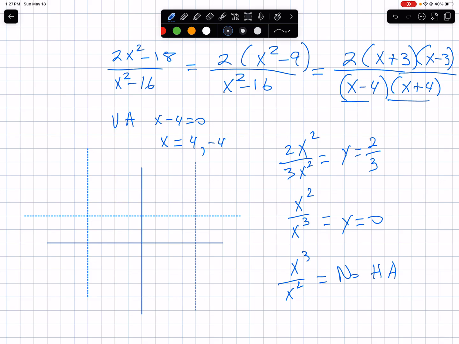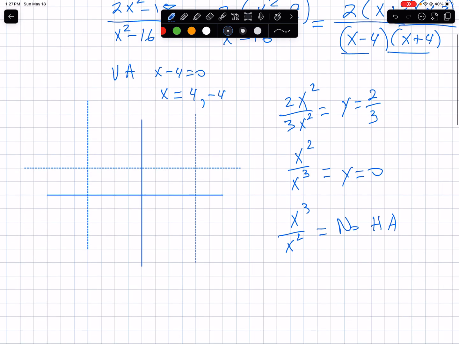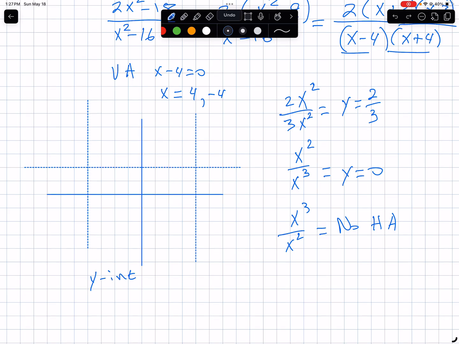So to get the y-intercept, we plug in 0 for x. So I'm going to write down here y-intercept, not in dotted line, so y-intercept, plug in 0 for x. So we get 2 times 0 minus 18 over 0 minus 16. Could you also put it into like this one? You could. Yep. So we get 18 over 16 because the negatives cancel, right? So it's 1 and change. So that means the y-intercept's going to be somewhere about there.